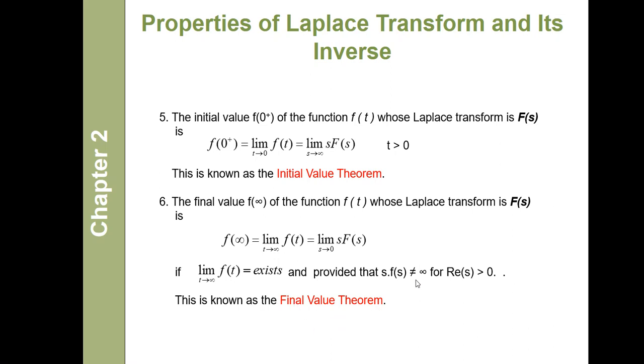If it's equal to infinity, then you have no choice. You have to invert the given function of s to get the function of t and substitute infinity to all the t's, so that you'll be able to find the value of the function as t approaches infinity, or that is what we call the final value of the function.